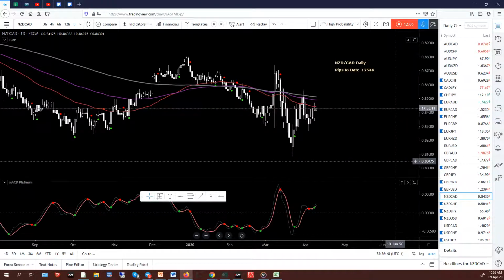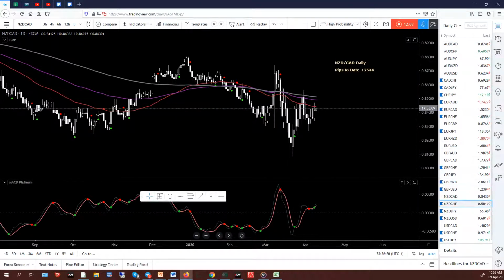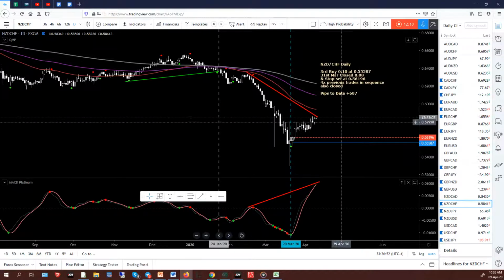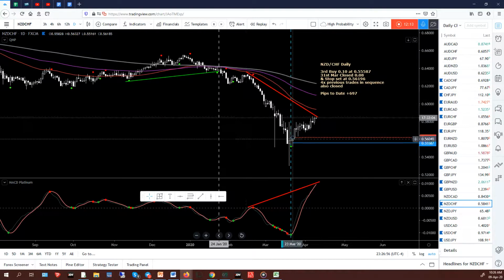New Zealand CAD, no trades, ugly, going sideways. New Zealand Swiss, I was in a sequence of trades that started back here. I've closed most of them. Now I'm in a remaining buy trade.